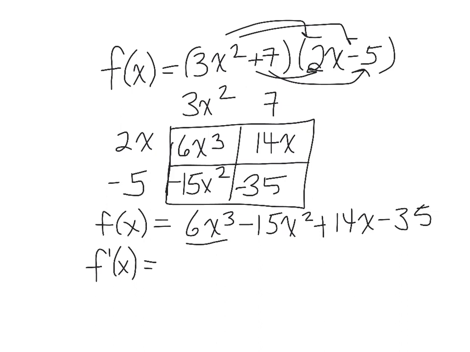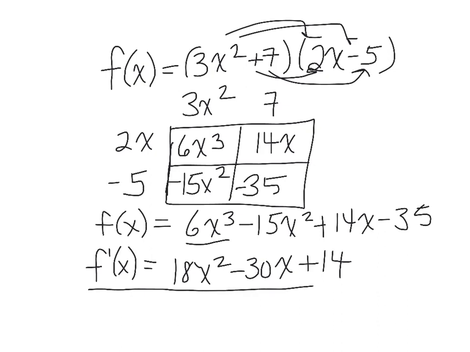In this first term, the derivative is 18x squared. Minus 15x squared, the derivative is minus 30x. The derivative of plus 14x is plus 14. And the derivative of the constant minus 35 is 0. So here's the derivative, and you can see that we have arrived at the same derivative, of course, as when you apply the product rule.